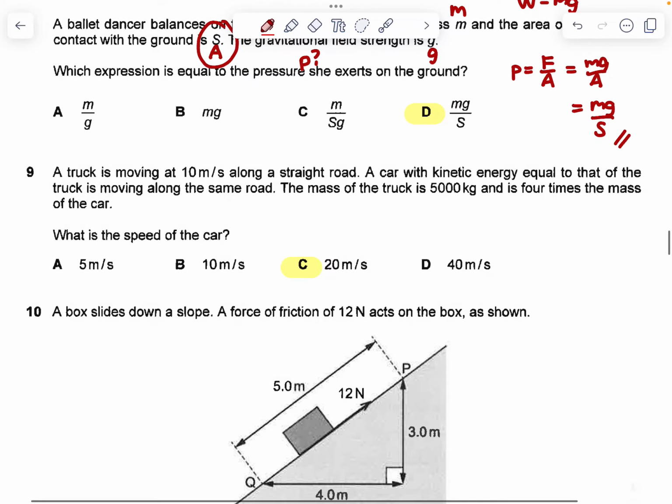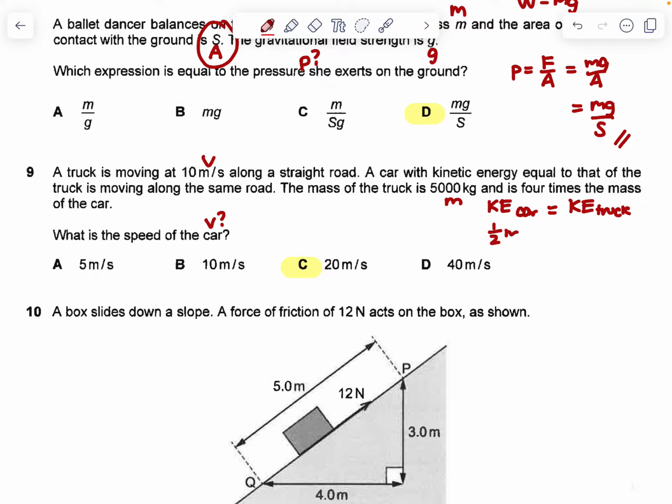Question 9. A truck is moving at 10 meters per second along a straight road. A car with kinetic energy equal to that of the truck is moving along the same road. First of all, you can have v for the truck. The mass of the truck is 5,000 kg and is 4 times the mass of the car. What is the speed of the car, v? Since they have the same kinetic energy, you can have KE of car equals KE of truck. The formula for KE is half mv squared.